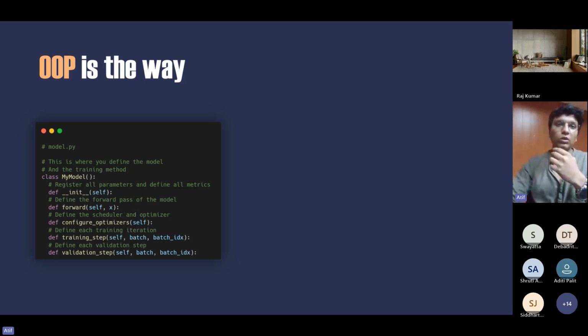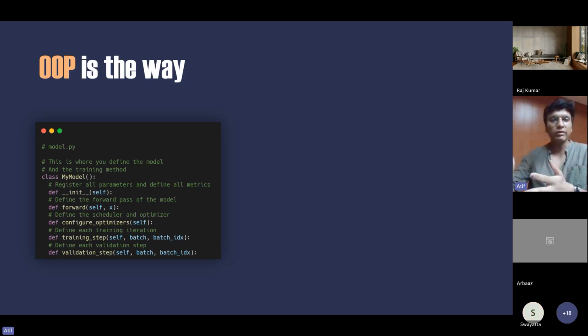What has really helped me in improving my workflow is OOP, obviously object-oriented programming, and my writing is still inspired by the way PyTorch Lightning works. So if you're using PyTorch Lightning, good. If you're not, you should. And even if you don't want to, then you can follow these steps. This is plain PyTorch, and it'll really help you in improving your workflow.